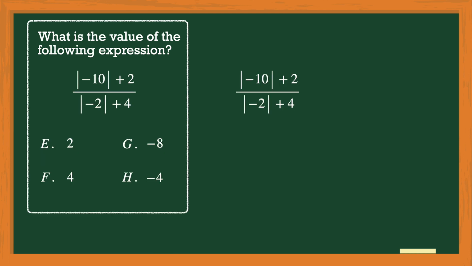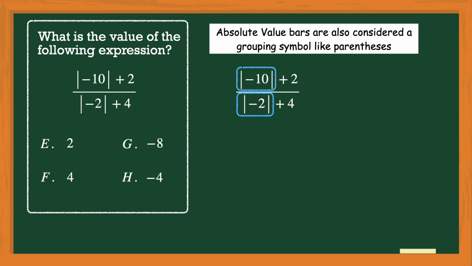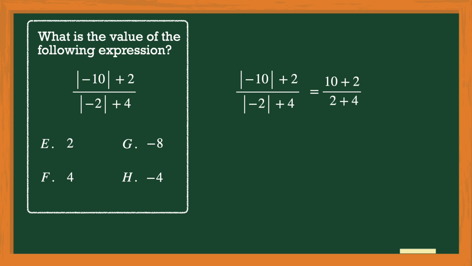Now this one looks a little more complicated. So we have a fraction here with absolute values in both the numerator and the denominator. We need to remember that the absolute value bars are also grouping symbols, so we will evaluate or solve those first. Looking at the numerator, the absolute value of negative 10 is positive 10, and I'll bring over the plus 2. Now looking at the denominator, the absolute value of negative 2 is positive 2, and I'll bring over the plus 4. Now this fraction looks a little better.